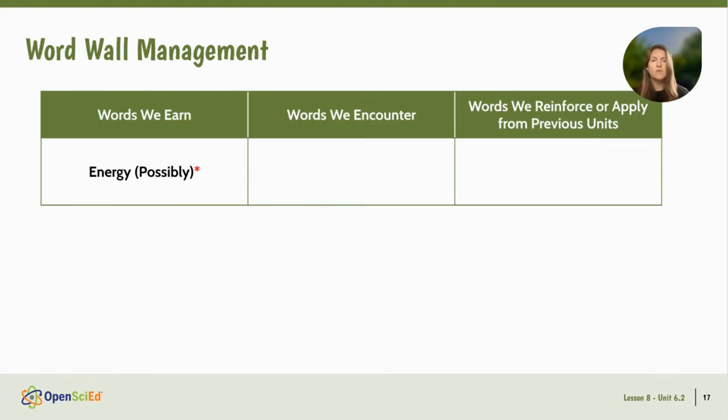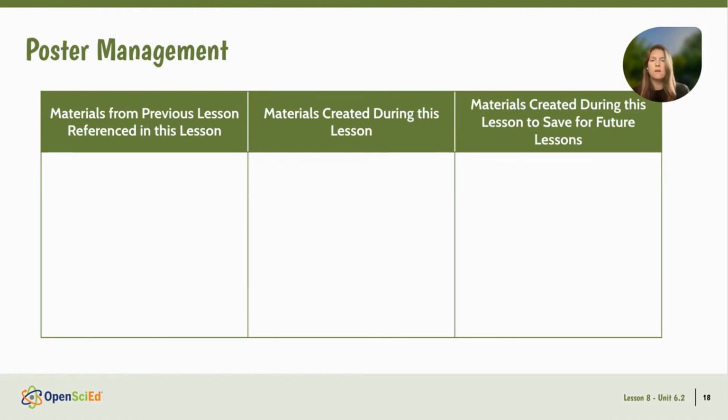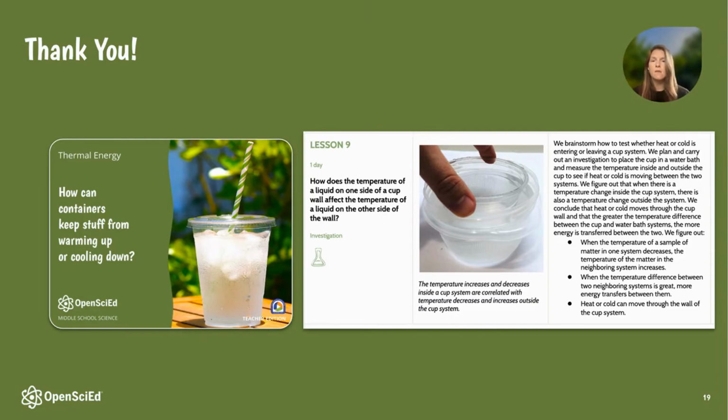Okay, word wall management. You won't be adding any words unless you add that energy to the word wall. Poster management, we're not really using any posters from previous lessons, and we don't add anything that needs to go up on the wall permanently. And that's it. So in this lesson, we figured out some really important stuff about light. In the next lesson, we're going to start to investigate how the temperature around a cup system can affect what's inside. And that will be in the next video.